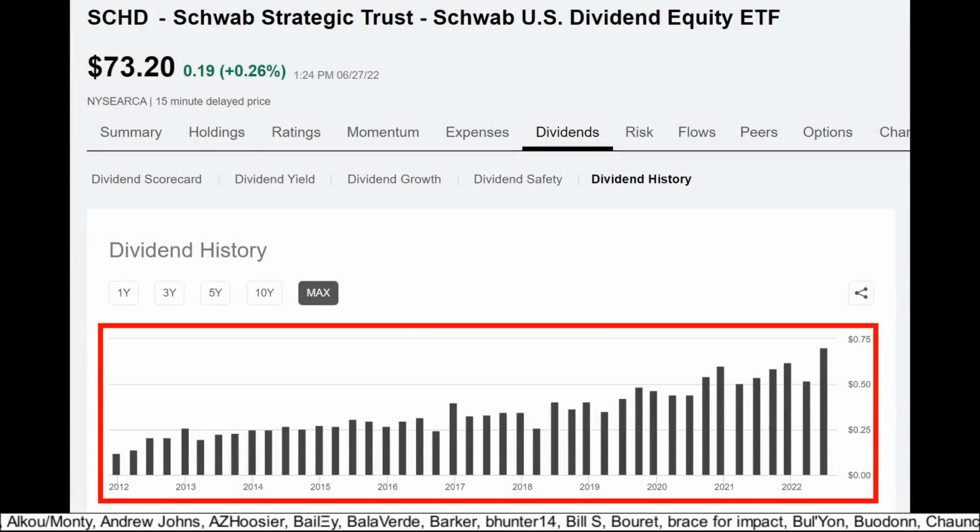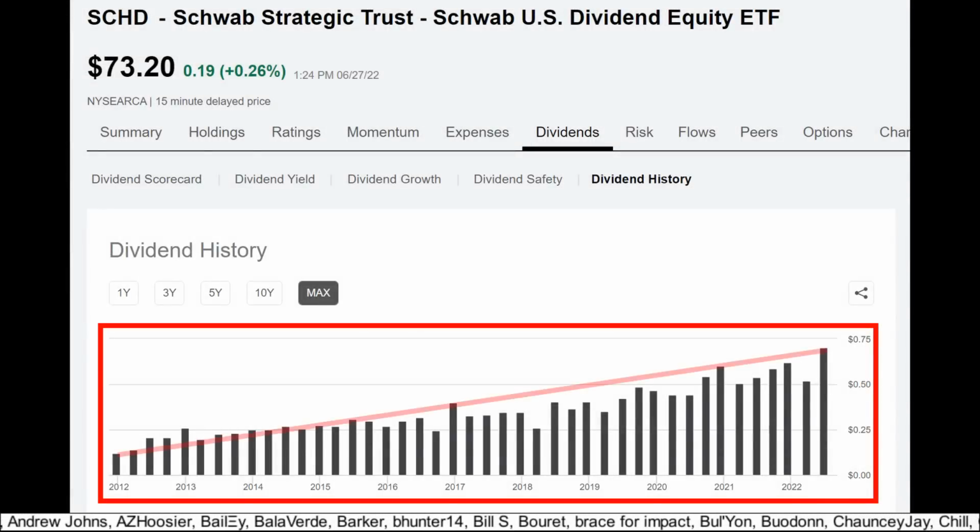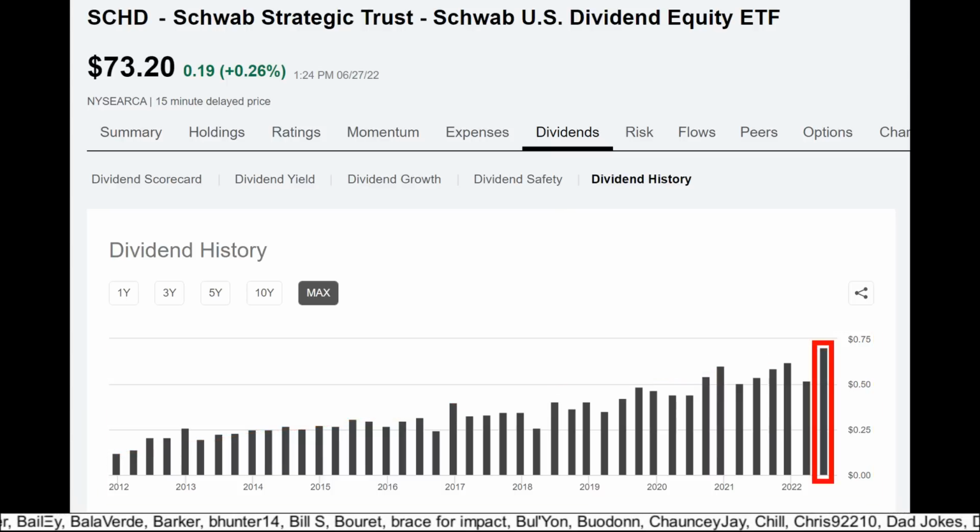Like here are the last 10 years of SCHD payouts, which have trended up, but also have been bumpy. So while the last quarter paid out 70 cents per share, the quarter before that only paid out 52 cents per share. But that's kind of what you'd expect, as SCHD is basically a portfolio, and if you had a portfolio of dividend stocks, then quarter to quarter things get bumpy.